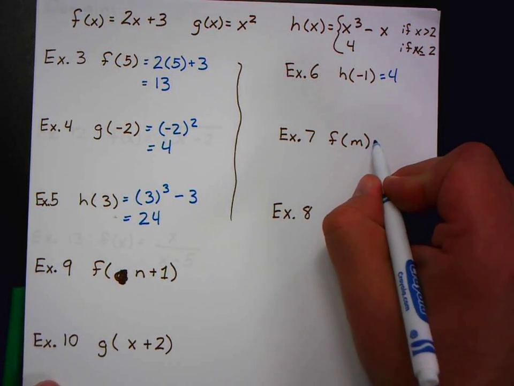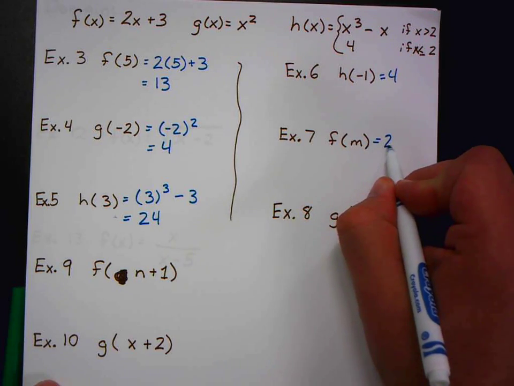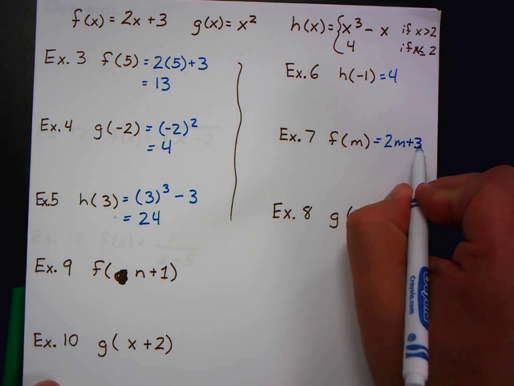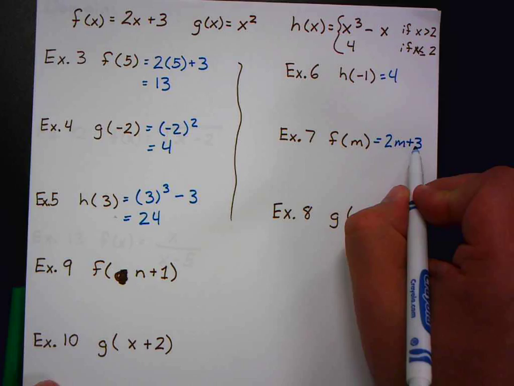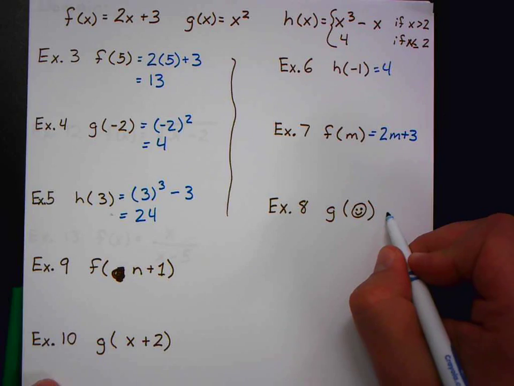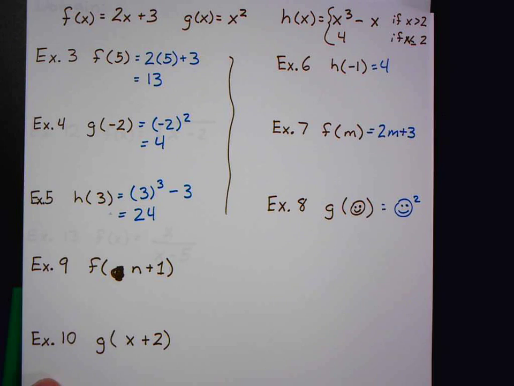Okay, so now we get into the fun stuff. What's f of m? 2m plus 3. Nothing to solve. Can't do anything with it because this one has a variable, this one doesn't. Okay? So just to make my point, what's g of smiley face? Does it matter what I put inside those parentheses? Whatever I put inside those parentheses, you have to put in for x.